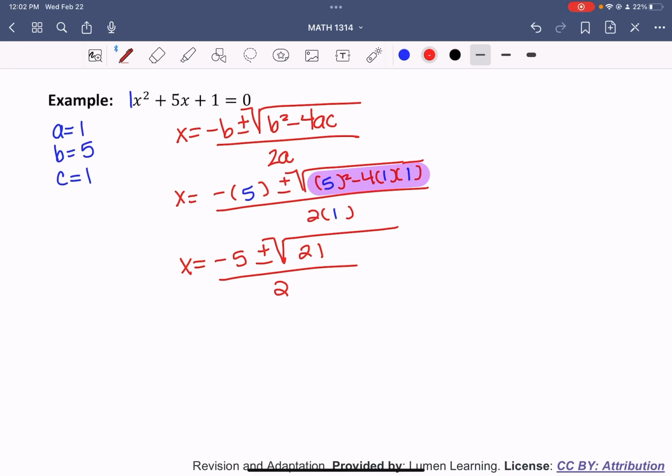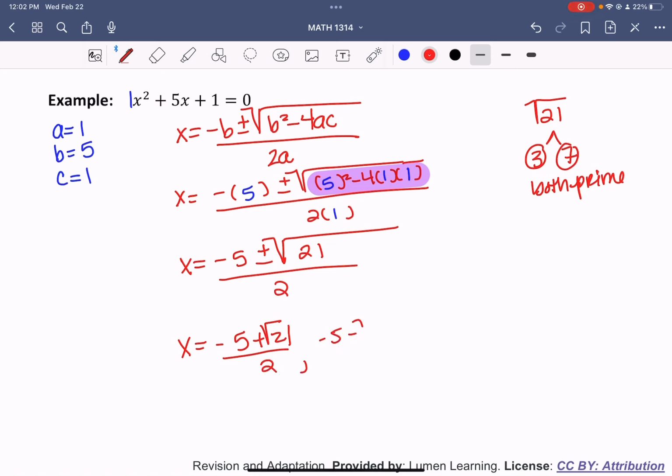Now, this is all over 2. I cannot divide underneath that radical, but let's go back and look at the square root of 21. This is 3 and 7. These are both prime, so I can't break that part down anymore. So I'm ready to tell you what my answers are. This would be negative 5 plus the square root of 21 all over 2, comma, negative 5 minus the square root of 21 all over 2.